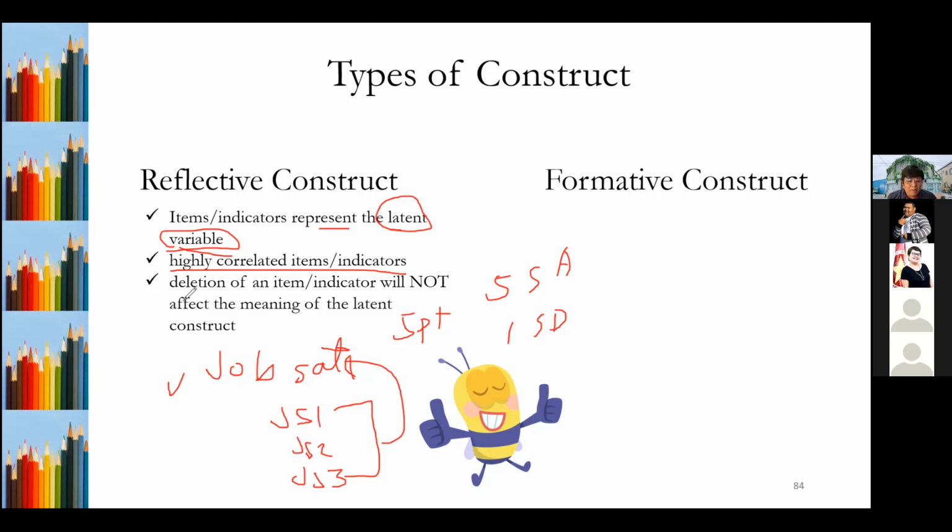And number 3, deletion of an item or indicator will not affect the meaning of the latent construct. What does it mean? Assuming meron kang tatlong items and you're going to delete 1, aalisin mo, let's say, yung job satisfaction 1, so may matitira ka na lang na dalawang items for job satisfaction. Now, these 2 items will not affect the meaning of the latent construct. So this tool will still measure job satisfaction. That is the characteristic of a reflective construct. Later, I will give you a specific example.